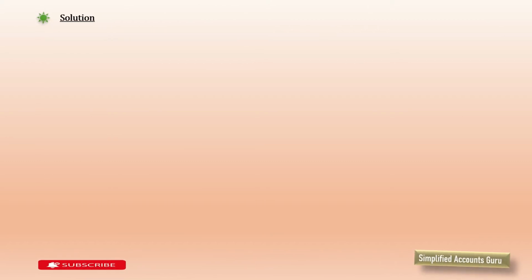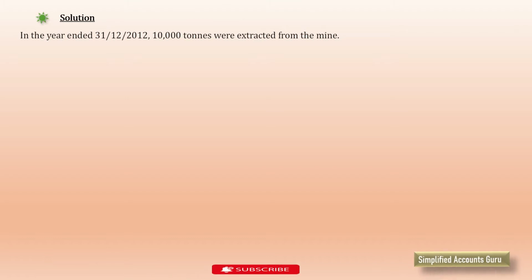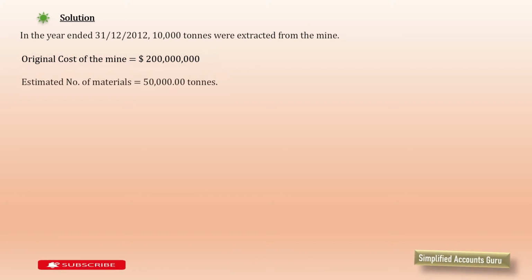Now, let us go very fast into doing the solutions, demonstrating how we can handle that question. Question number 1 was asking that we find the depreciation expense for each financial period. We are going to start with the first financial period. In the year ended 31st December 2012, 10,000 tons were extracted from the mine. So these are the items that we need to keep in mind even as we handle this question. The original cost of the mine was $200 million, and the estimated number of sellable materials, which is gold, amounted to 50,000 tons.